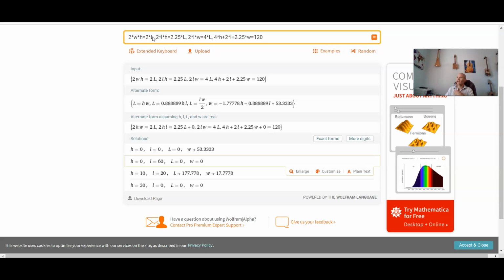The second solution, h equals 0, L equals 60, doesn't make sense either, again, because the height is 0. The third solution says the height, h, should be 10, L should be 20, and W should be 17.8. That's lambda. We're ignoring lambda for all intents and purposes. The bottom solution also doesn't make sense because that has a length and a width of 0. So our optimal solution is going to be h equals 10, L equals 20, W is about 17.8.